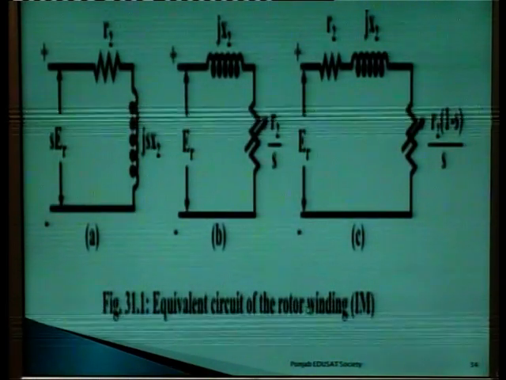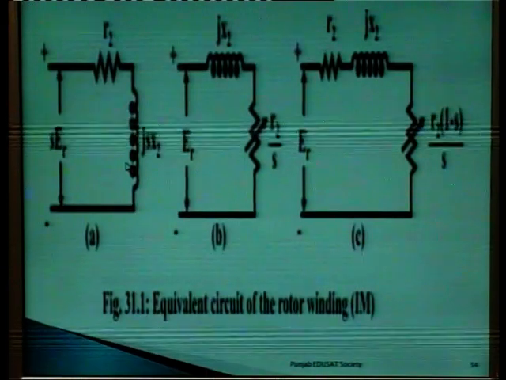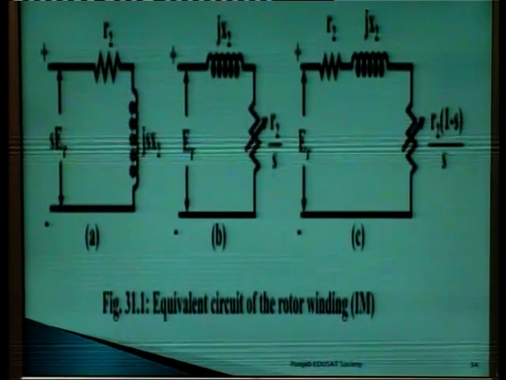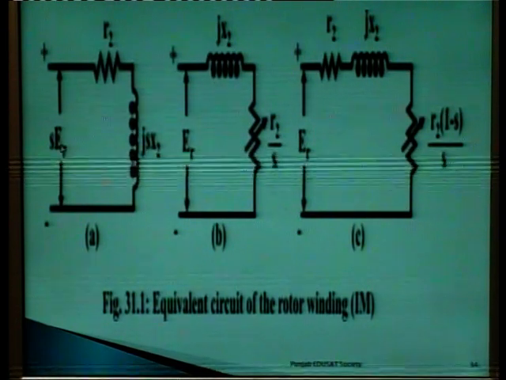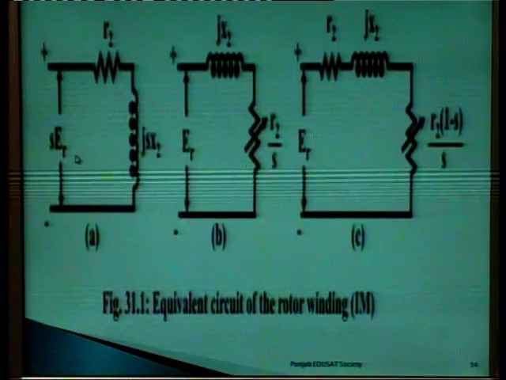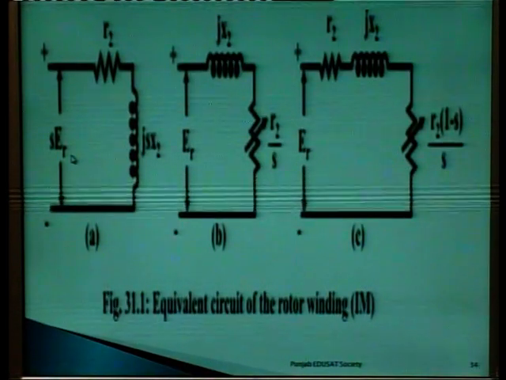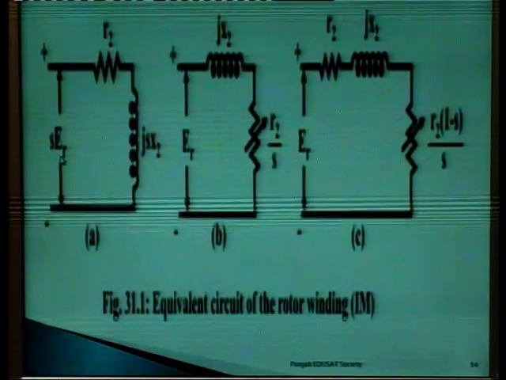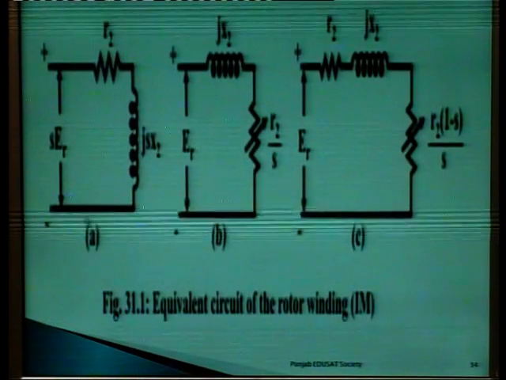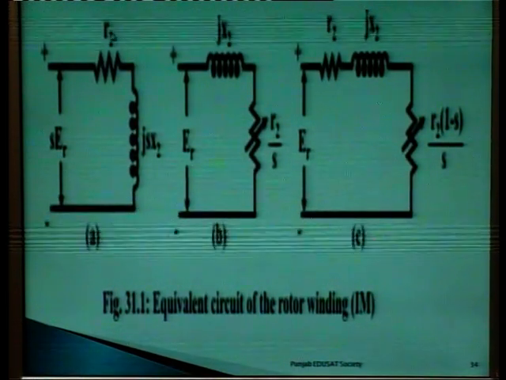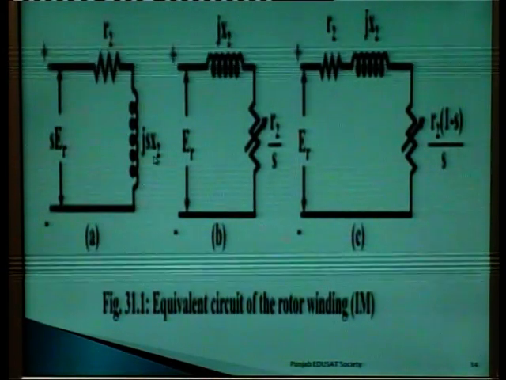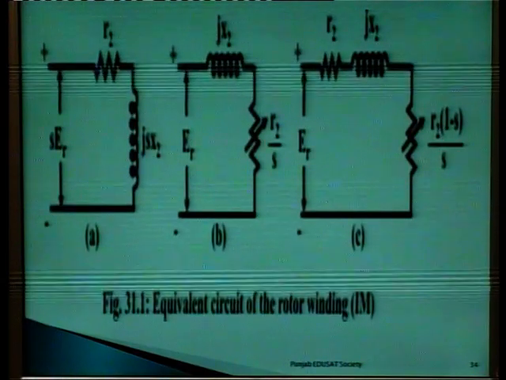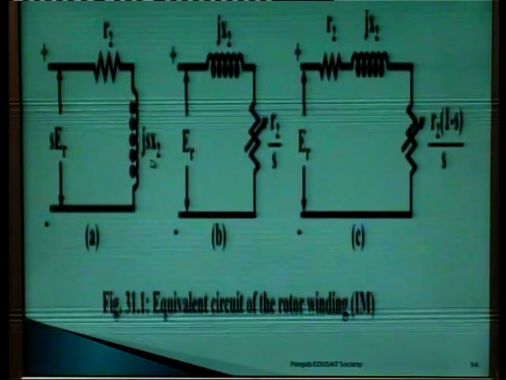Equivalent circuit of the rotor winding. Now we can show, in a similar way, the equivalent circuit of the rotor winding. This is the EMF induced in the rotor winding, that is S times the rotor EMF ER, and that would be the voltage available at the rotor input terminals. This R2 is the resistance of the rotor conductors, and jSX2 is the reactance of the rotor conductors at any slip value S.